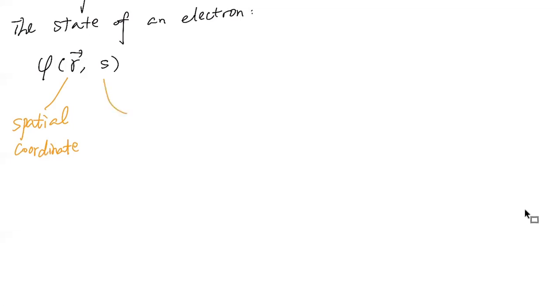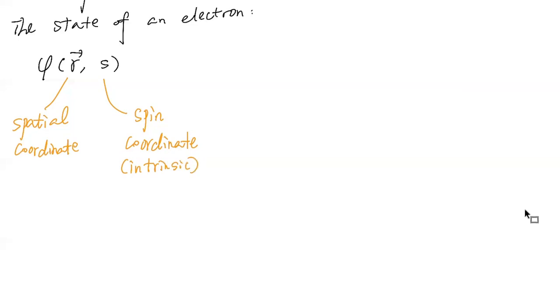S is the so-called spin coordinate. It's actually the intrinsic coordinate of the electron. You cannot visualize it, you cannot see it, but you know there is an additional degree of freedom that is related to this intrinsic motion of the electron. It's the electron spin. So this is the intrinsic coordinate. You cannot visualize it, but it's there, right?